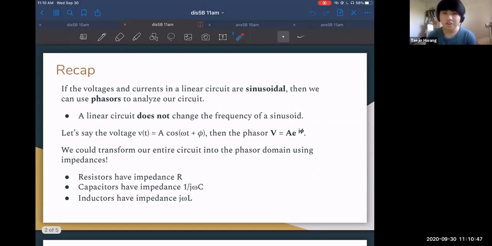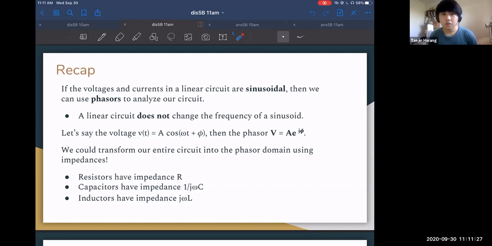Let's just do a quick recap of some of the things that have been going on in the past couple of lectures and on discussion on Monday. You might remember from Monday's discussion that if we treated all of the voltages and currents in our circuit to be sinusoidal, this gave us a very special technique called phasors to analyze our circuit. The real key here behind sinusoidal voltages and currents was that linear circuits, and a linear circuit is just a circuit consisting of resistors, capacitors, and inductors, don't change the frequency of a sinusoid.